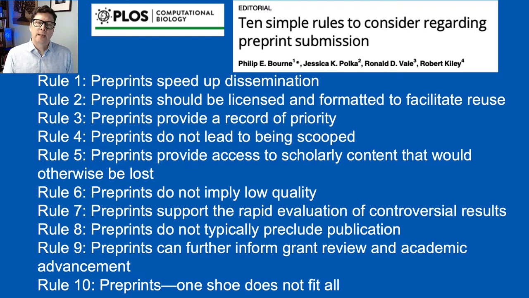Now, we've already looked at the top 100 clinical journals, and 99 of those allowed or would consider preprints. Number 9, preprints can further inform grant review and academic advancement, and we've already talked about that with the ARC and the NIH. But one of the cons they bring up is point number 10, preprints: one shoe does not fit all. Some information is just not really suitable for preprints. If you would like more details about when preprints are not appropriate, as these authors describe, all of my sources are linked in the description below.